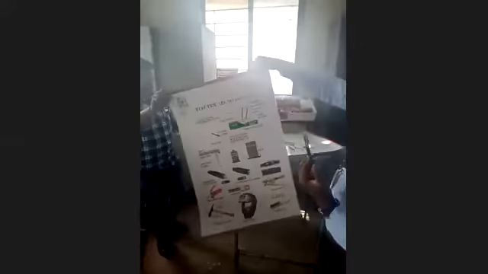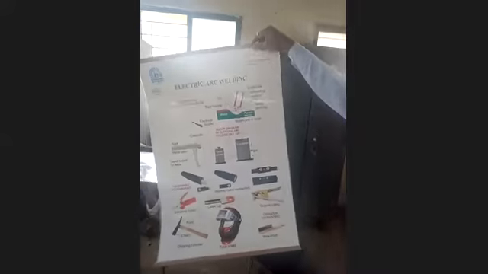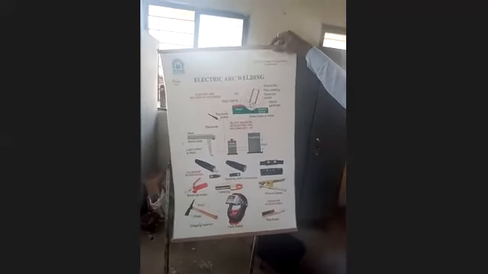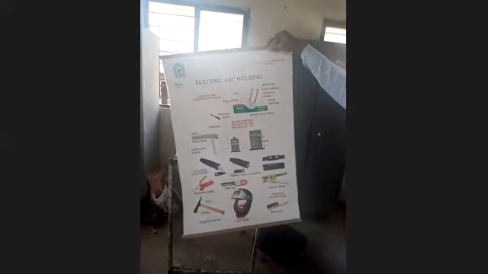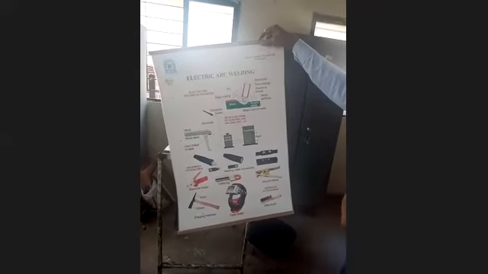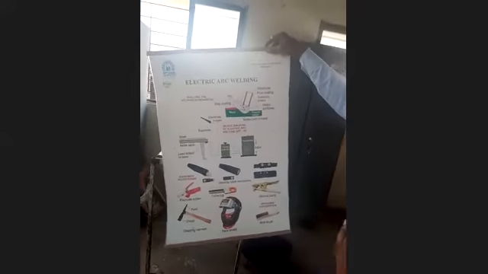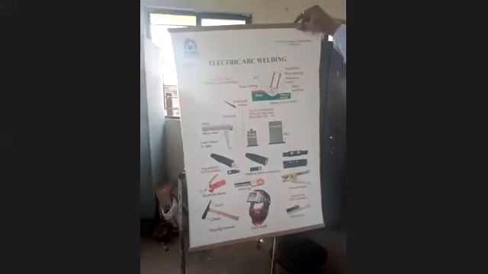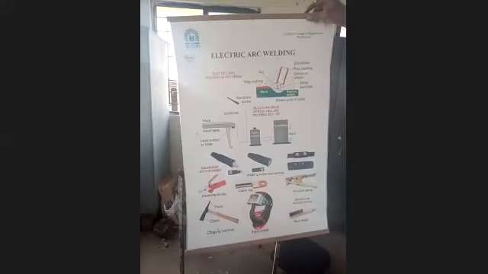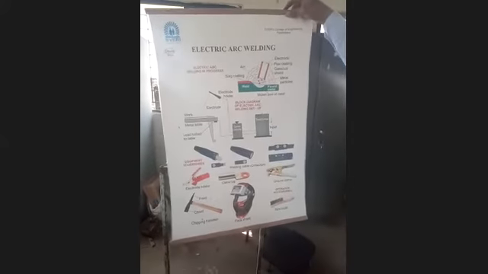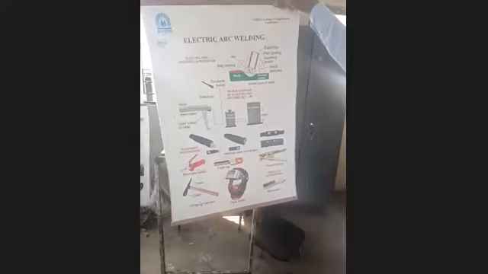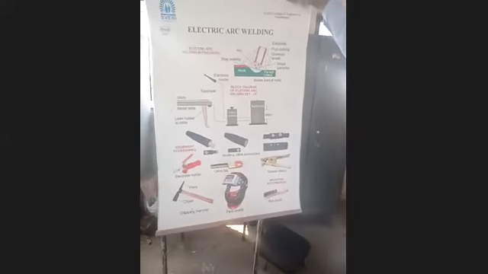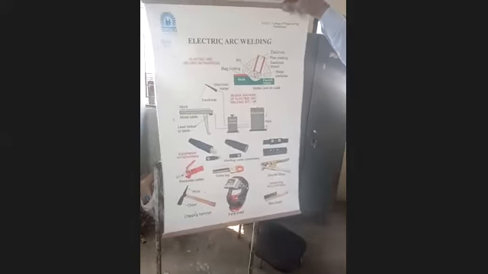So if you see the charts of electric arc welding, just now I have shown the parts of arc welding: the positive electrode, negative electrode, then the transformer, and the welding rod. So we can see the picture here. Sir has actually shown how the arc welding takes place.